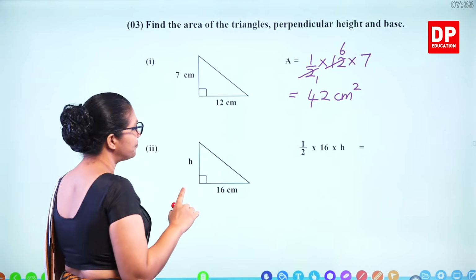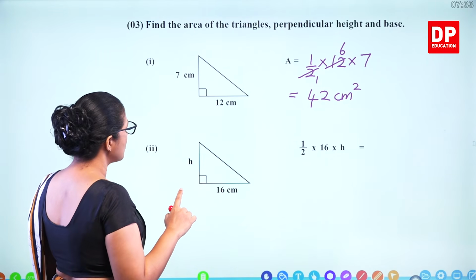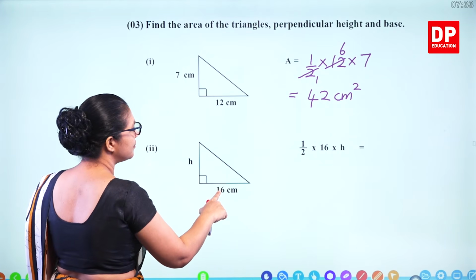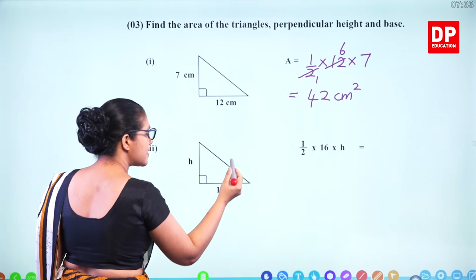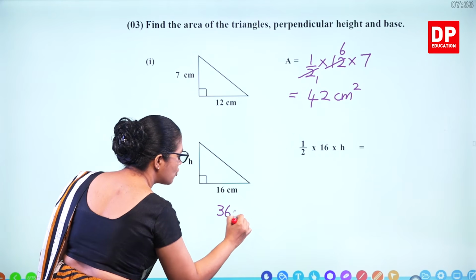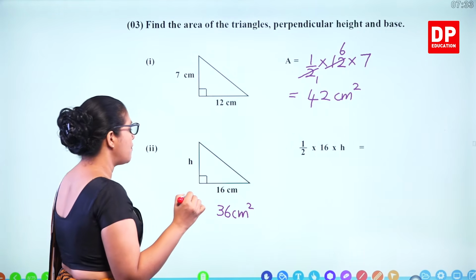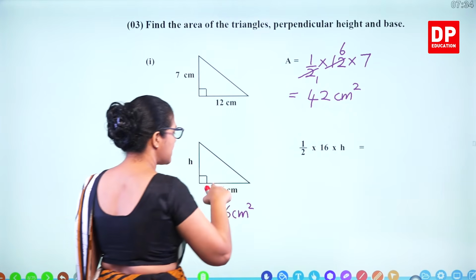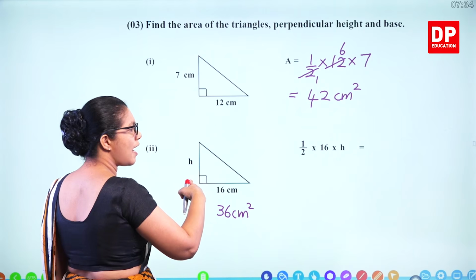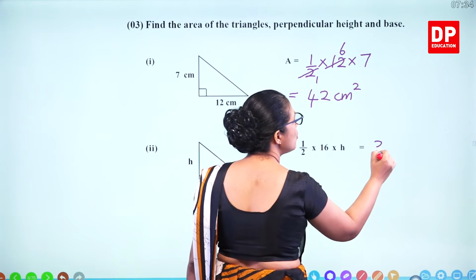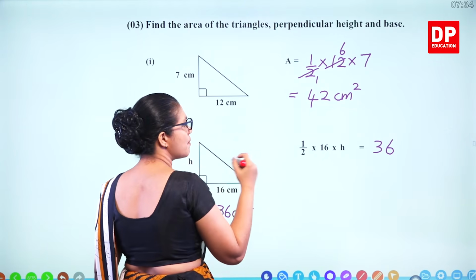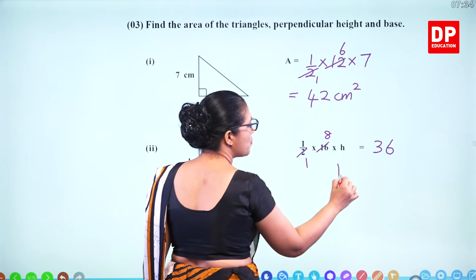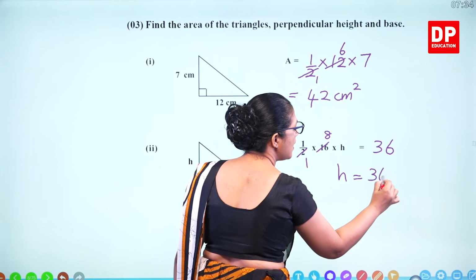Now here, what's the area? We'll take area is 36, because you need the area to do this. If it's square centimeter, 36. Half into base is 16 and the perpendicular height is h. That's equal to 36. Now simplify. 2 times 1, 2 times 8. So h becomes 36 over 8.